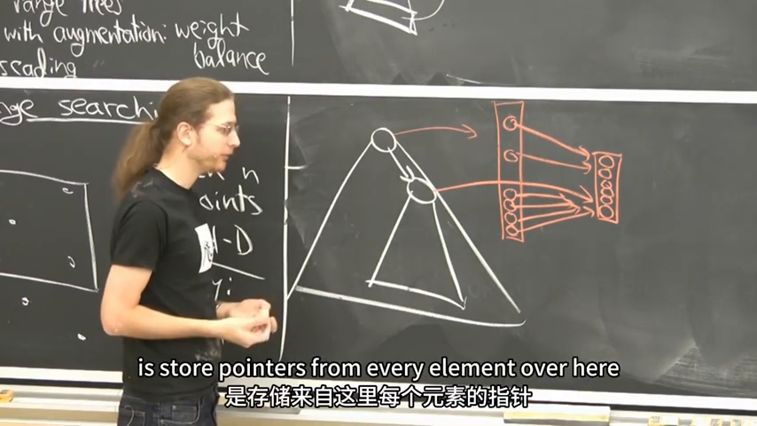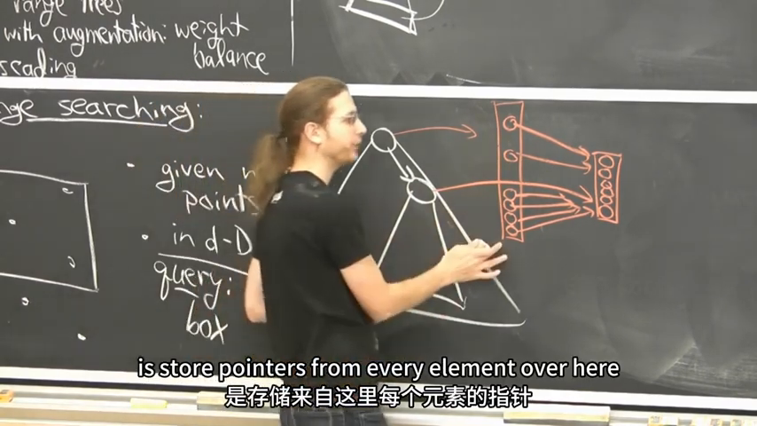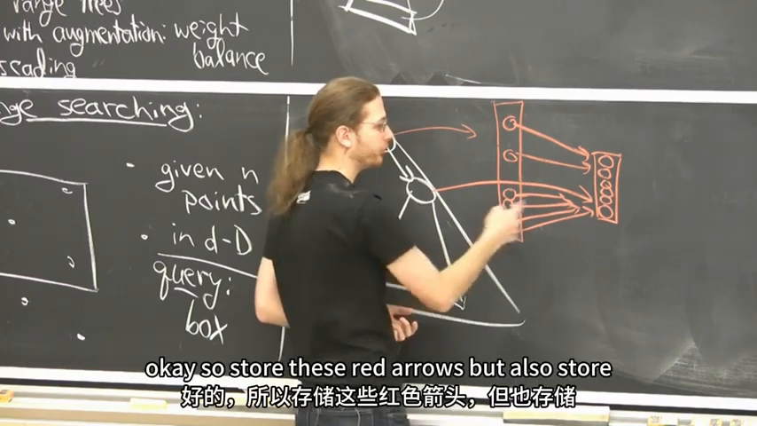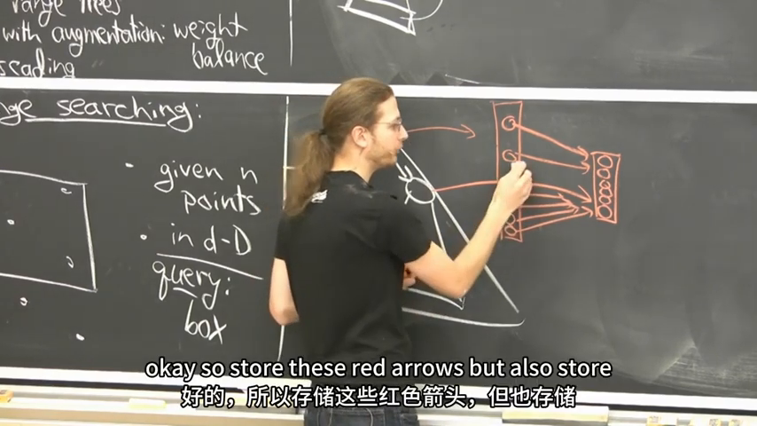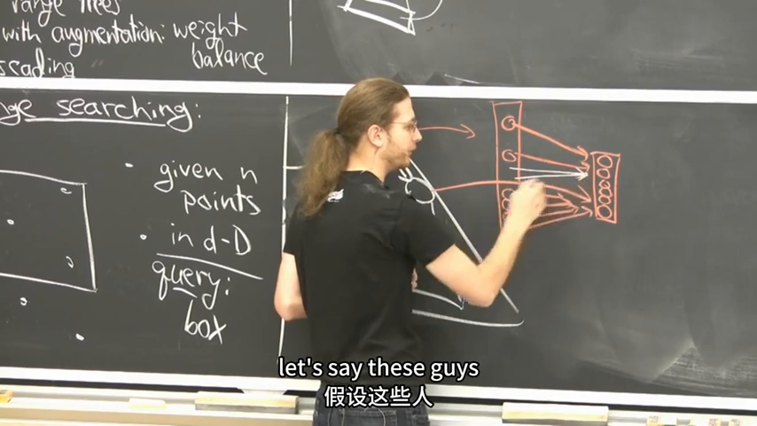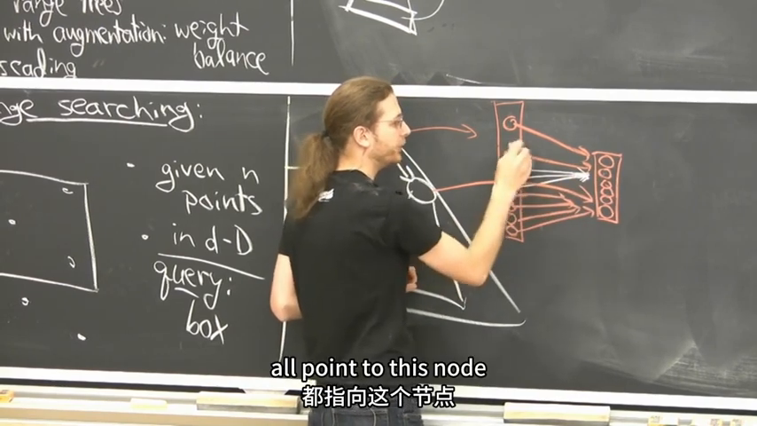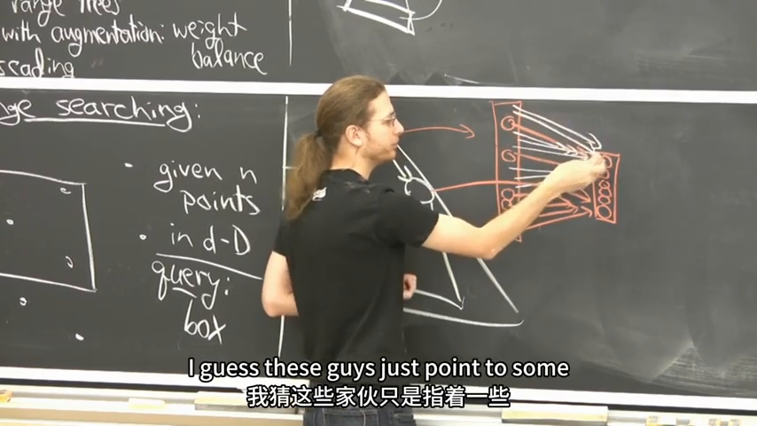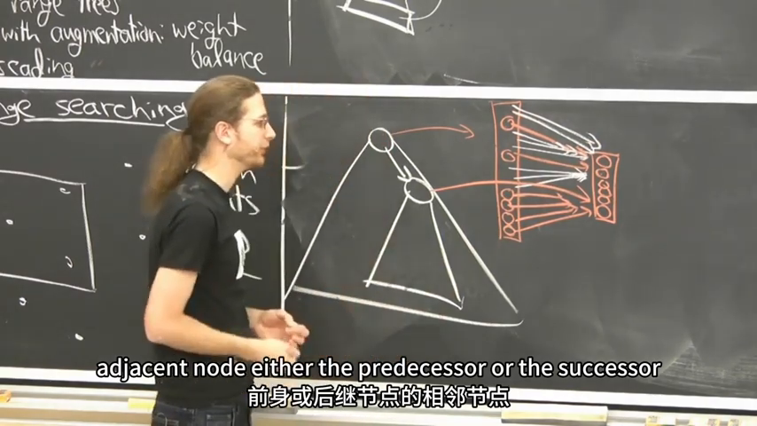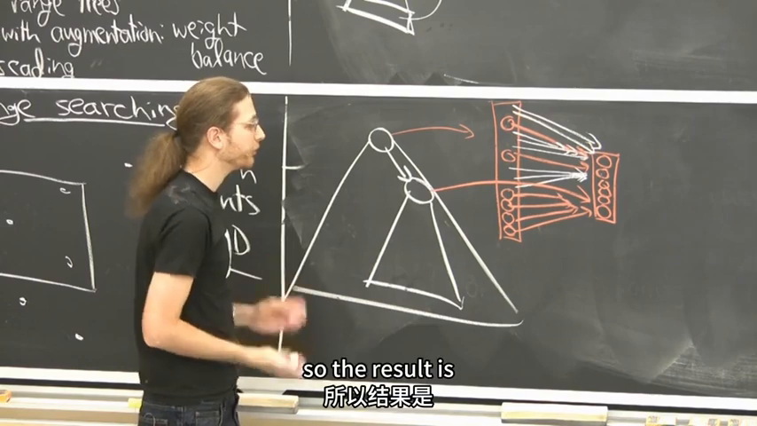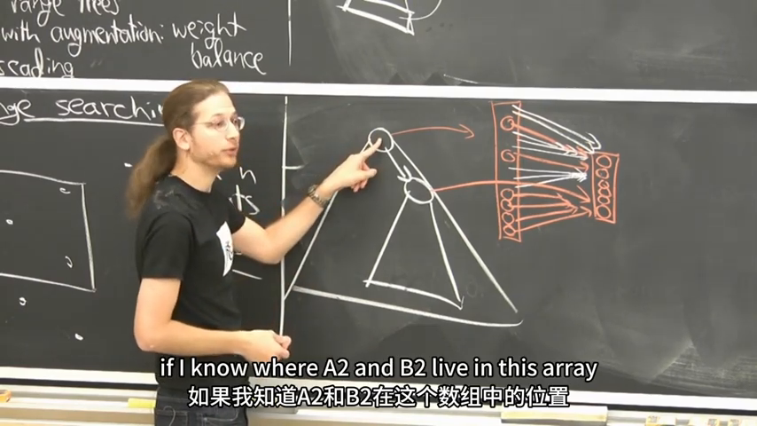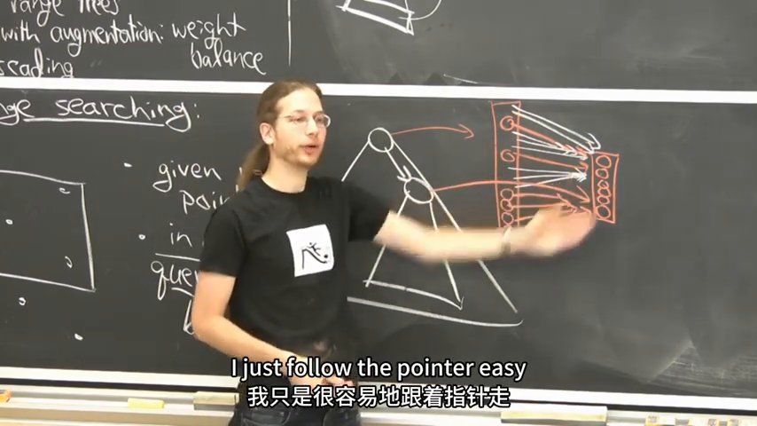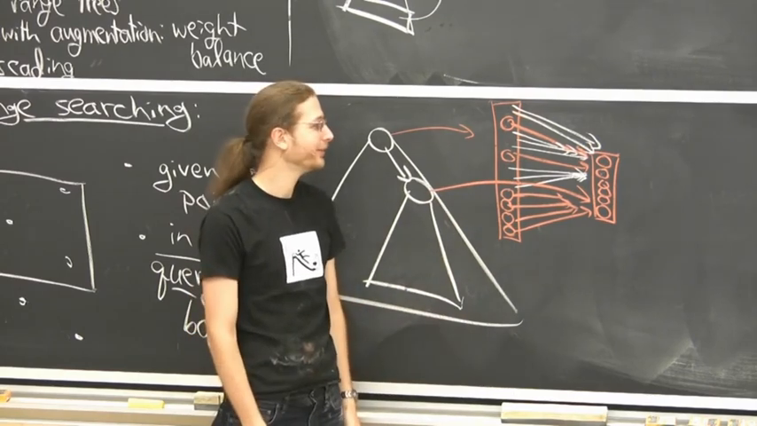The idea is to store pointers from every element over here to, let's say, the successor over here. So store these red arrows, but also store, let's say, these guys all point to this node. These guys all point to that node. I guess these guys just point to some adjacent node, either the predecessor or the successor. So the result is, if I know where A2 and B2 live in this array, I can figure out where they live in this array. I just follow the pointer. Easy. Done.